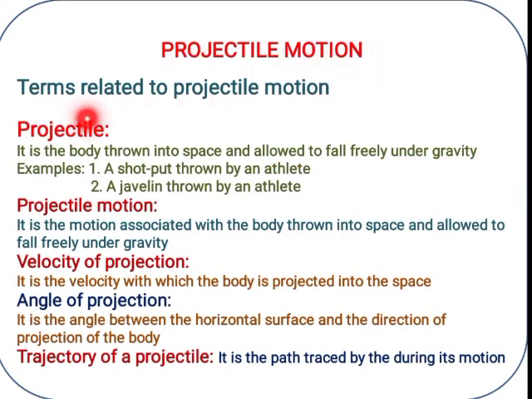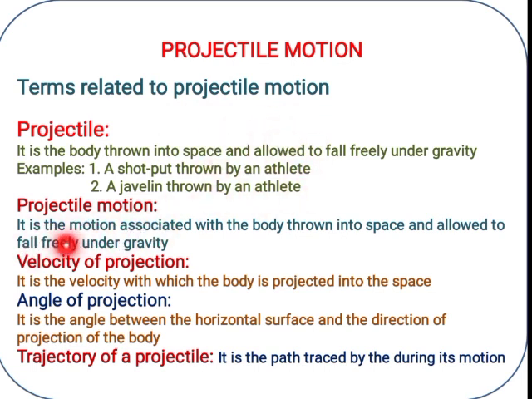Projectile motion. The terms which are related to projectile motion. Projectile means what? It is a body thrown into space and allowed to fall freely under gravity. Example, a shot put thrown by an athlete, a javelin thrown by an athlete. So these are the best examples for projectile motion. In the next slide, I will show you the video of how projectile motion is formed.